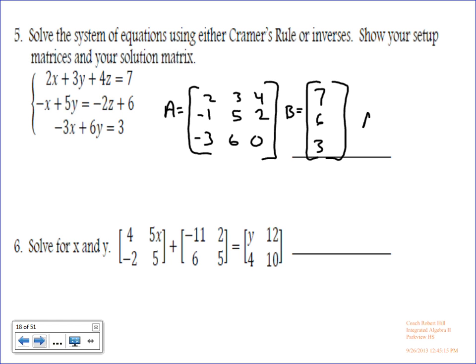Type into your calculator A inverse B, and it'll give you an answer for X, Y, and Z. Y will be the second one. Z will be the third one. So just plug the numbers in and go.